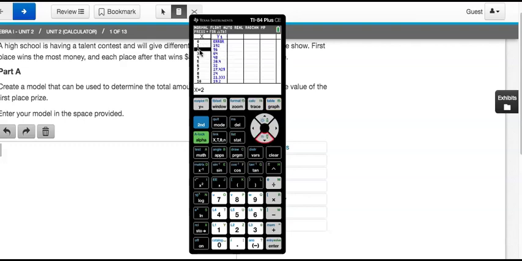192 divided by 2 is 96. 192 divided by 3 is 64. 4, 48. 5 is 38.4. So I'm going to ignore anything that has a decimal. And I could go down the list here and see exactly what goes into 192 evenly. So 6 and 32 multiplies to 192. 8 and 24 multiplies to 192.